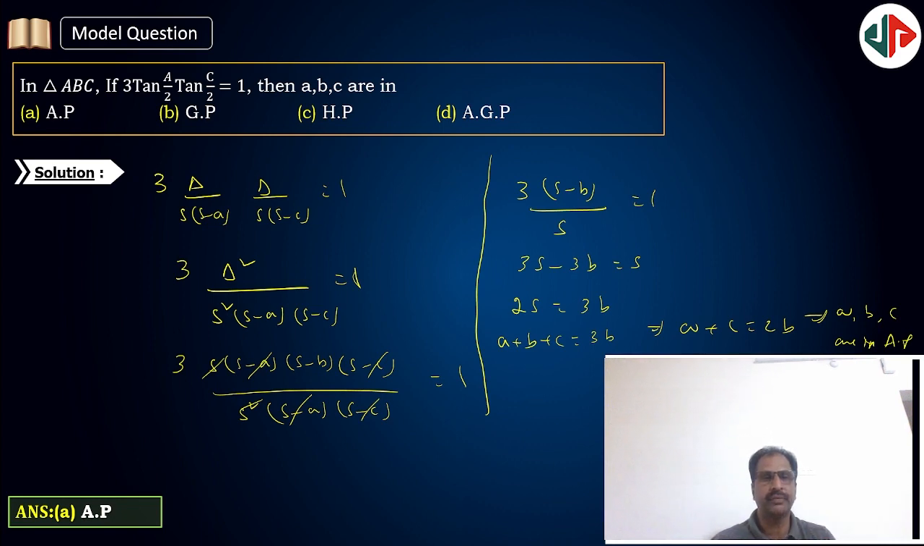So write the half angle formula for tan A by 2 and tan C by 2. And delta square by Heron's formula is S into (S minus A) into (S minus B) into (S minus C). And then do the simplification and you will see that the sides are in arithmetic progression.